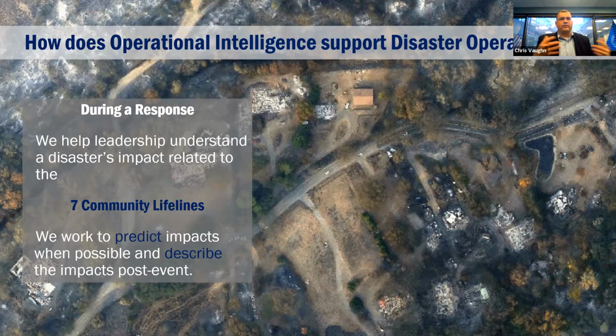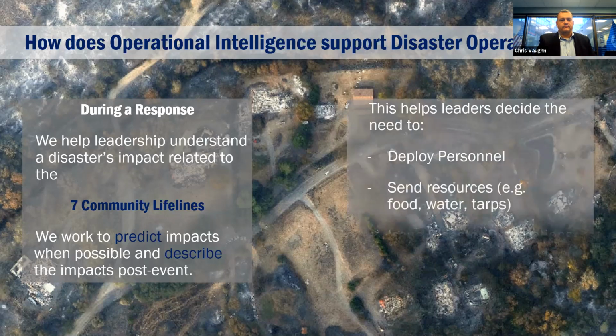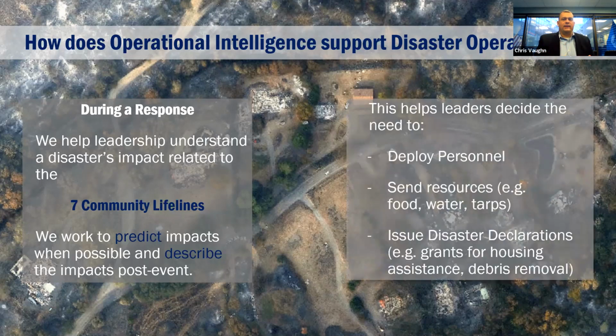FEMA has really been championing, since about the Harvey, Irma, and Maria 2017 disaster season, this concept called community lifelines. If you haven't heard about it, it's very relatable to Maslow's hierarchy of needs: food, water, sheltering, power, communications, transportation, health and medical, those kinds of things. And we try to track impacts to those 7 lifelines in order to identify where we need to send people, where we need to send things like food, water, infant and toddler kits, and where to send money.